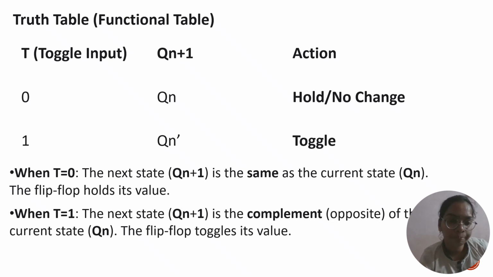Truth table. When the T input is 0, the output is Qn, no change. If T equals to 1, then output is Qn bar, toggle state. When T equals to 0, the next state is same as the current state Qn. The flip-flop holds its value. When T equals to 1, the next state is the complement of the current state Qn. The flip-flop toggles its value. Therefore, it is known as the toggle flip-flop.